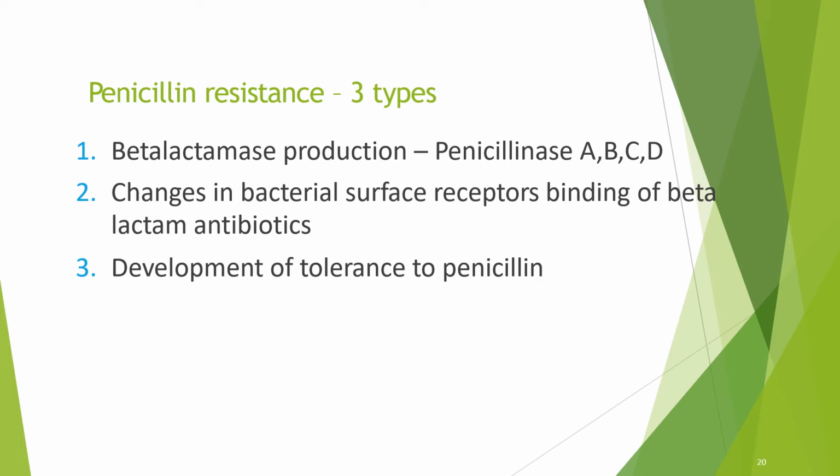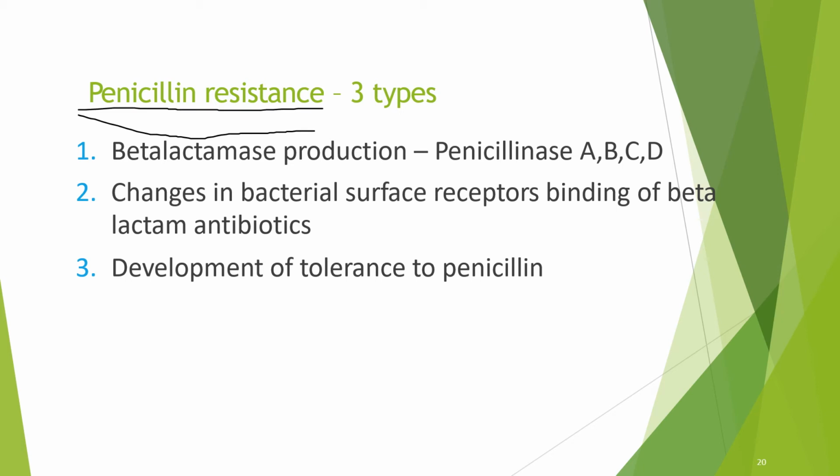Then penicillin resistance is a very important topic about staphylococci. It causes so much resistance to antibiotics. First one is beta lactamase production, penicillinase A, B, C, D. Beta lactamase production means the staphylococcus produces an enzyme called beta lactamase, which blocks penicillin, which causes penicillin resistance. This topic we have to describe in detail, so in the coming videos it will be uploaded.